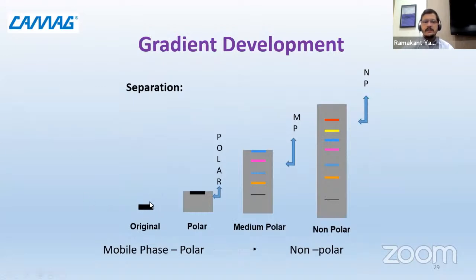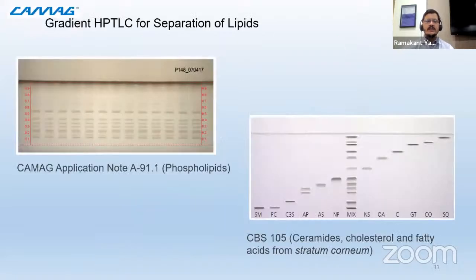The original sample contains polar, mid-polar as well as non-polar components. Firstly, we can develop the plate with polar solvent. Then we can develop the plate with mid-polar solvent up to the next distance. And then we can develop the plate with non-polar solvents. So all the compounds, whatever their properties, we can separate at different RF values, as our final aim is separation, good resolution between separated components. So this is one very good example of application of AMD2.